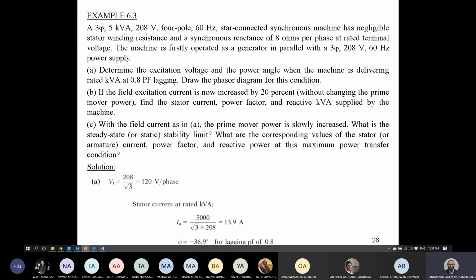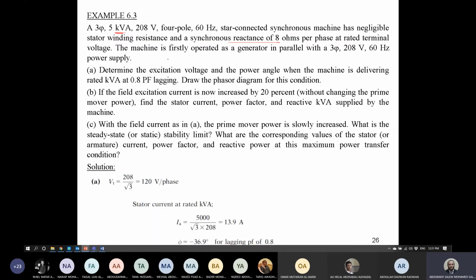Let's see this numerical example. We have here a 3-phase 5 kVA, so 5 kVA, this is the apparent power of the machine, the rated apparent power, so this is S rated. 208 volt, this is the line-to-line volt, 4 poles, 60 hertz, star-connected synchronous machine, has negligible stator winding resistance and a synchronous reactance of 8 ohms per phase. So RA is neglected and XS equals 8 ohms.